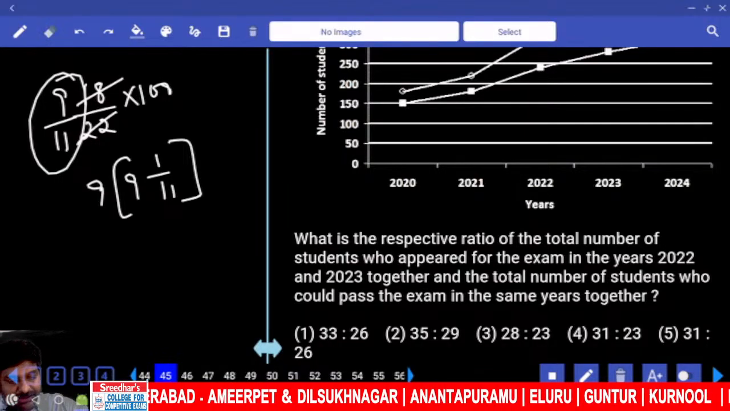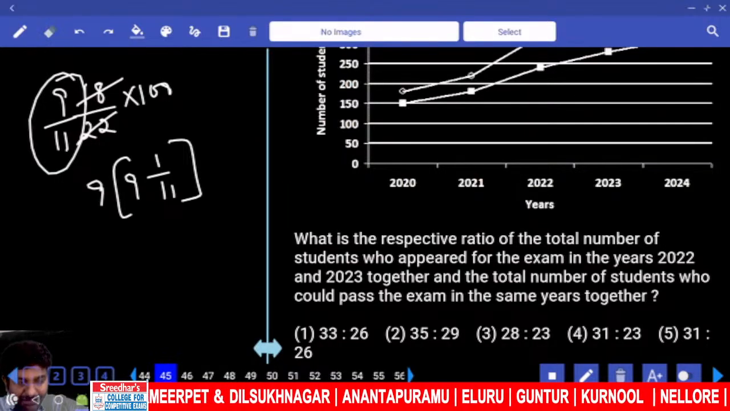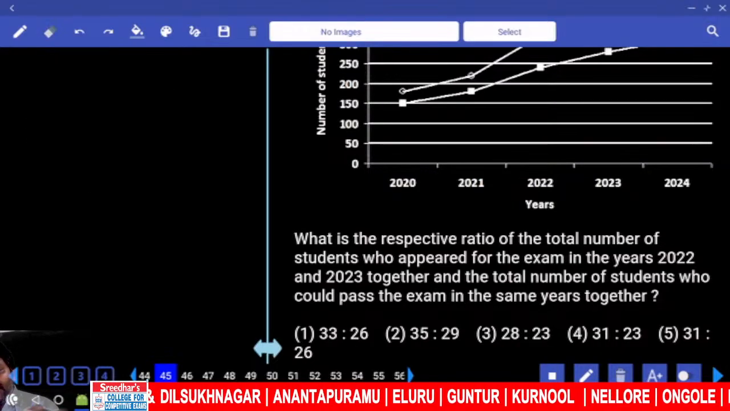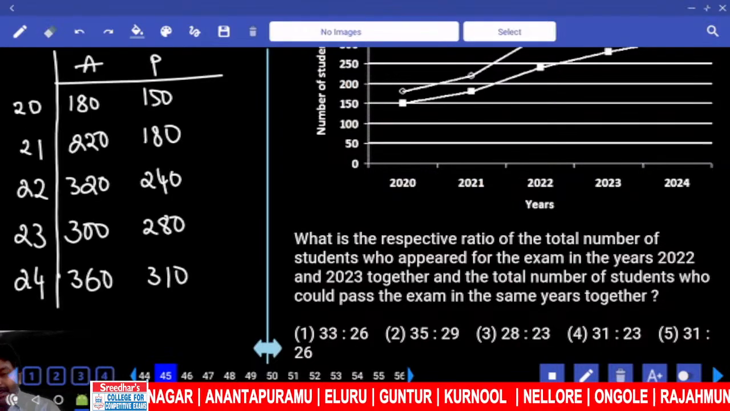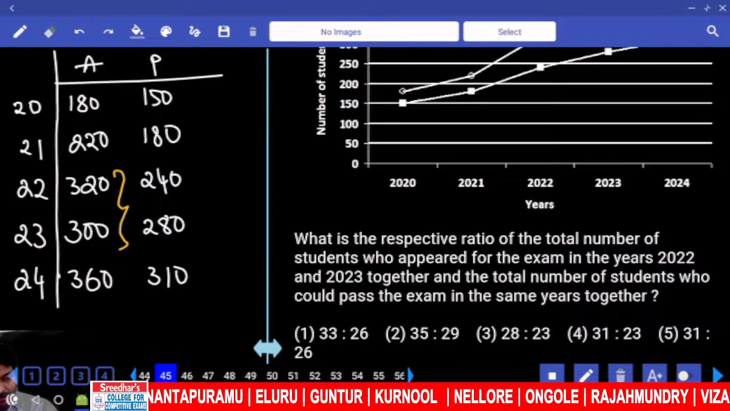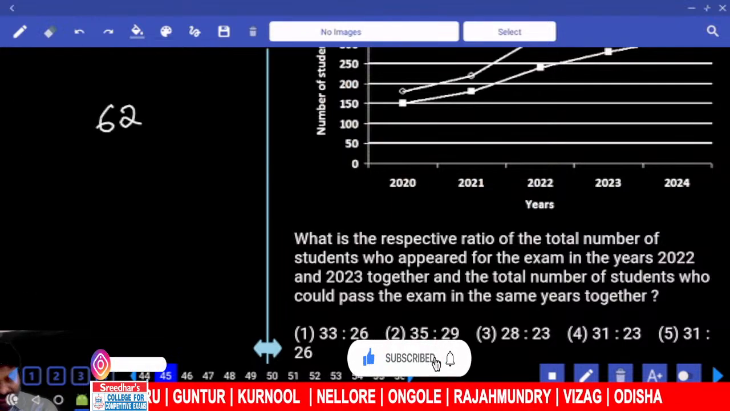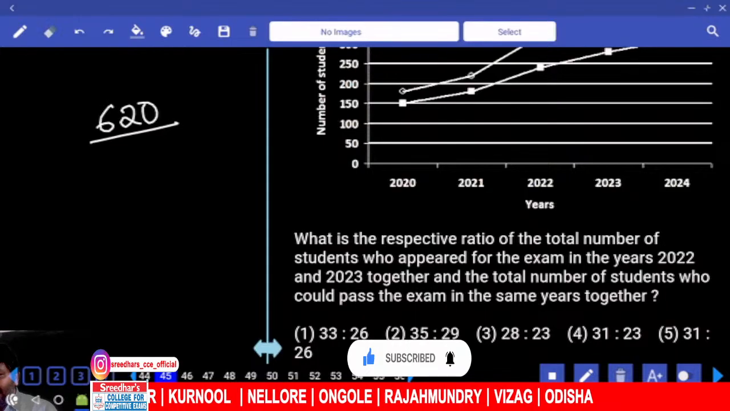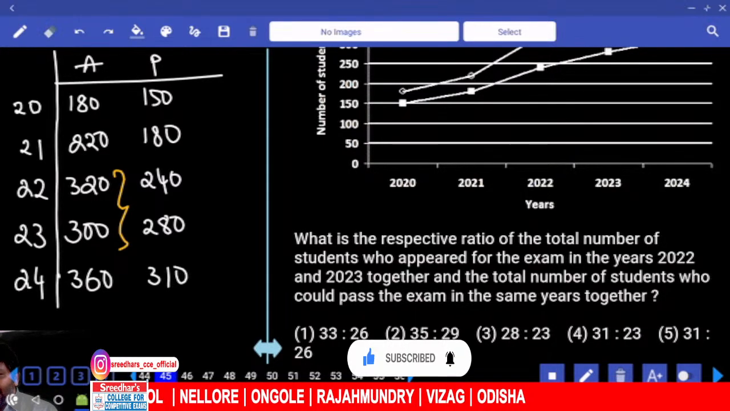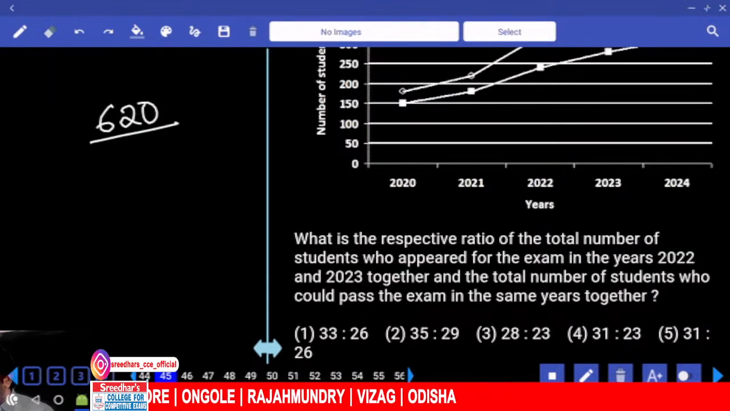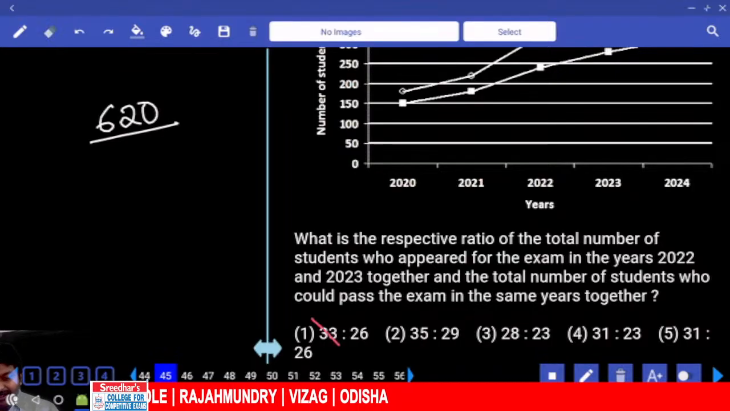What is the respective ratio of the total number of students who appeared for the exam in the year 2022 and 2023? Appeared 2022, 2023, how much? 620. Two options are there. You know that the answer numerator should be a factor of 620. 33 is not a factor. 35 is not a factor. 28 is also not a factor. 31, both options are same. Correct?